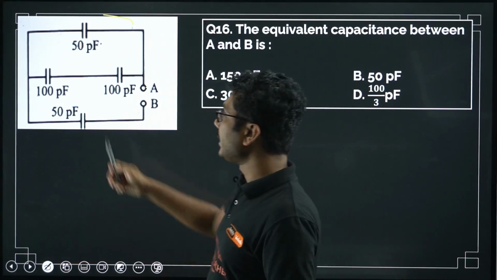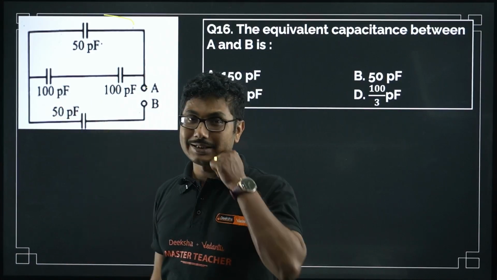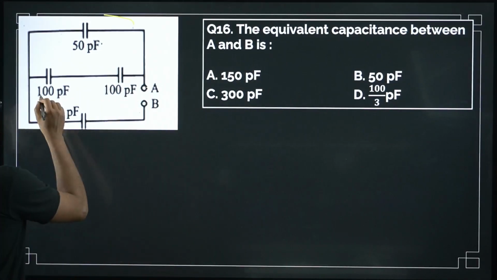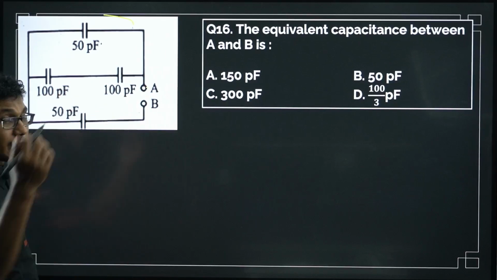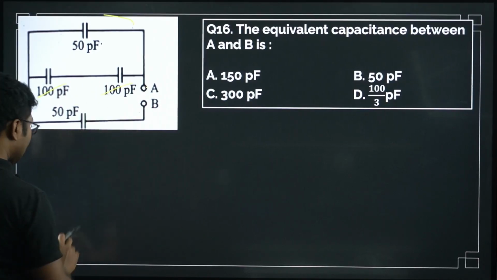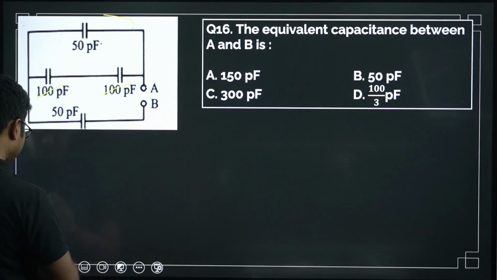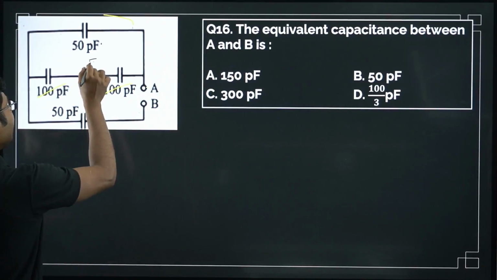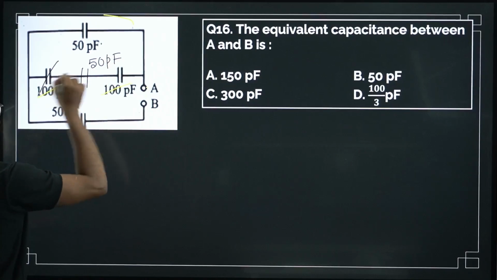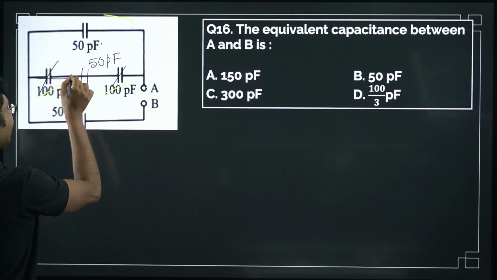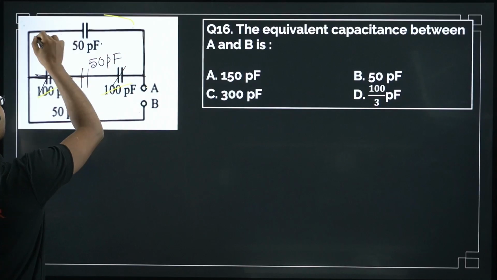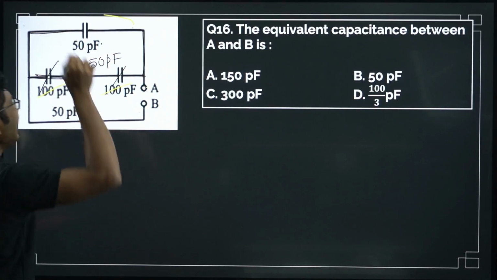Okay, so 200 picofarad connected in series means the equivalent capacitance will be half of them, right? Two equal capacitors in series. As I said, in series capacitance decreases, so the equivalent capacitor will be a 50 picofarad capacitor. Okay, so you can cancel them. So now we have a 50 picofarad capacitor and another 50 picofarad capacitor. They are connected in parallel.